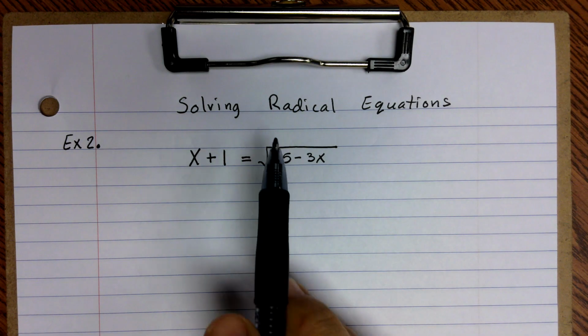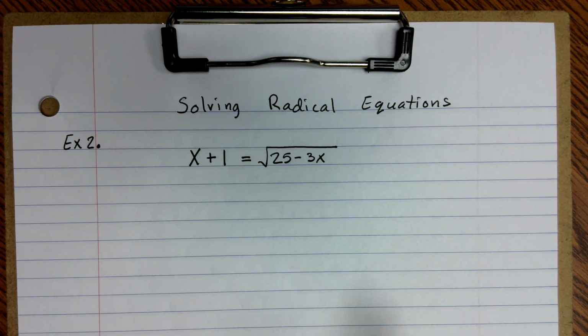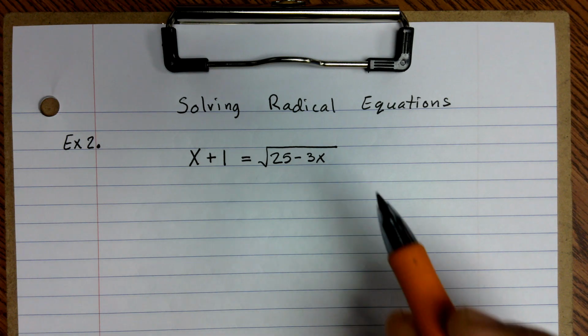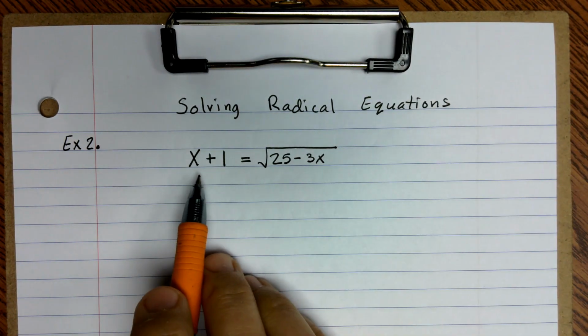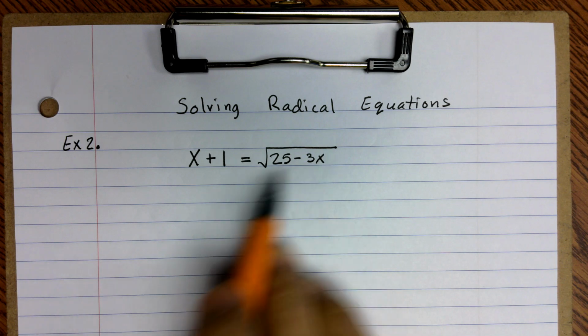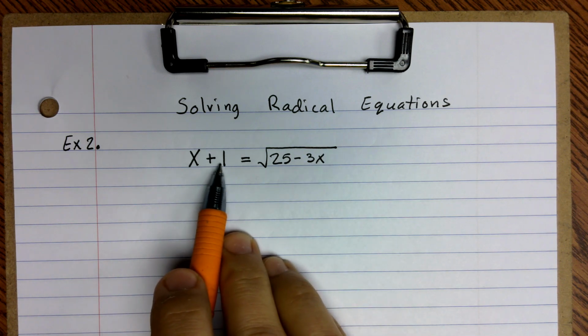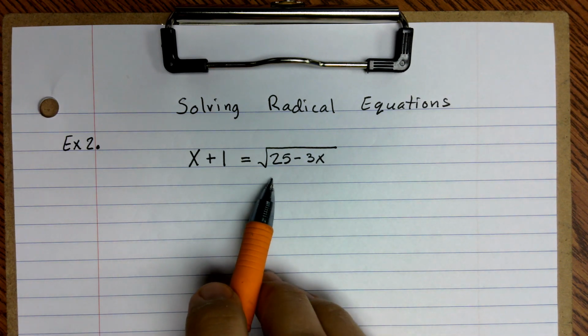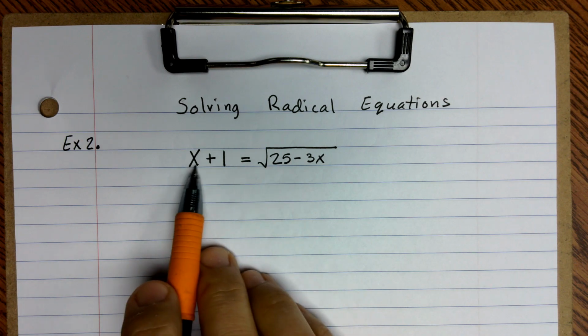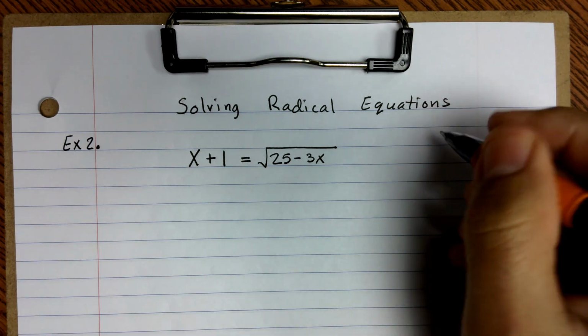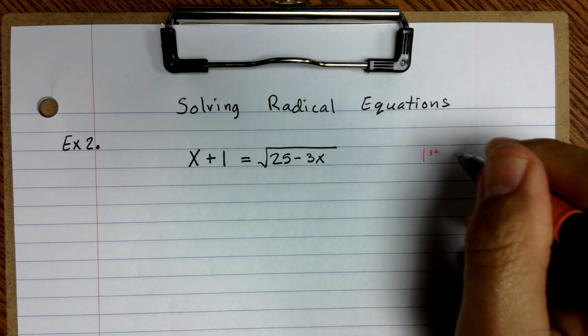In this video, we're doing another example on a radical equation. We're going to be solving it. And the first thing that we want to do, just like on the last one, is notice that we have a radical on the right side, and then we just have x plus 1 on the left. So we want to go ahead and square both sides of the equation to get rid of the radical.